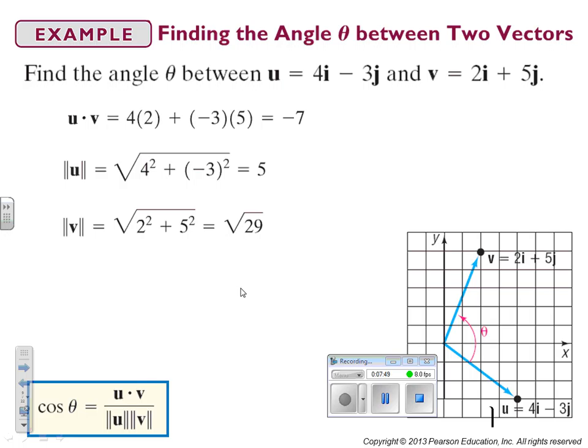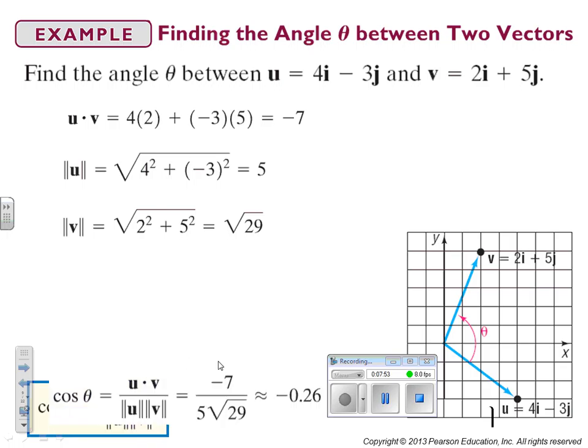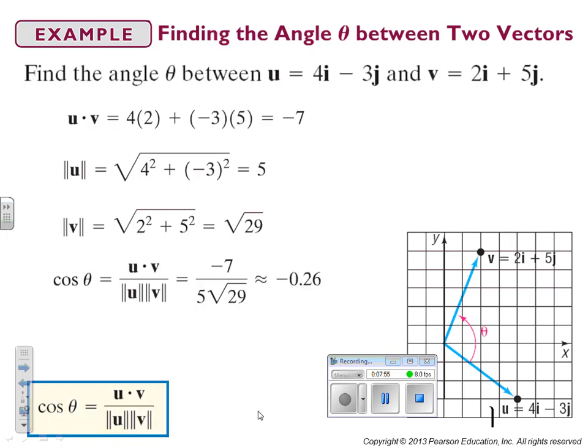We're going to put all those together into this formula. Cosine theta is equal to negative 7 divided by 5 root 29, which is approximately equal to negative 0.26. We take the inverse cosine and find that theta is 105 degrees.